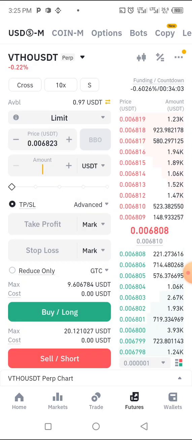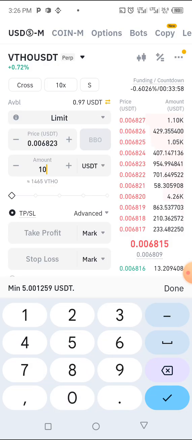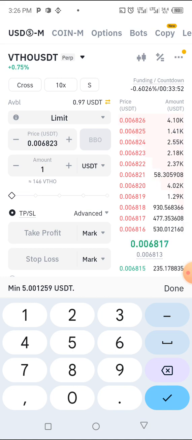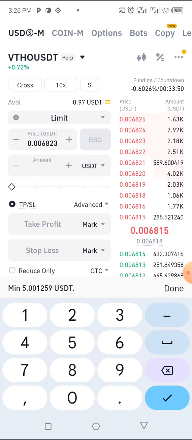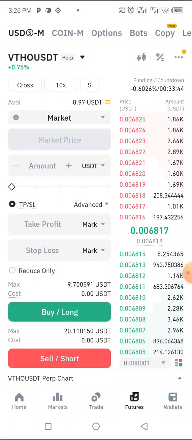Okay, so let me say I am using $1 to trade. That means I have to enter 10 USDT. Okay, yeah, so if you're using $1, I have to enter 10 USDT. But that's that. So when it gets there, it will automatically execute the trade for you. Okay, so let's put it back to the market limit.